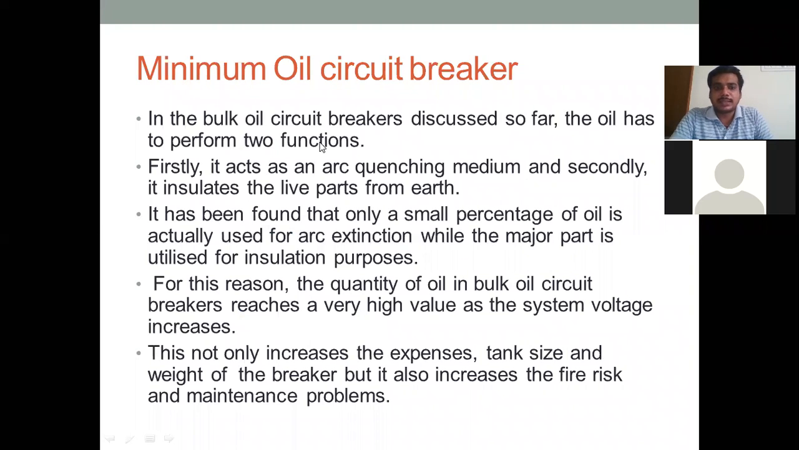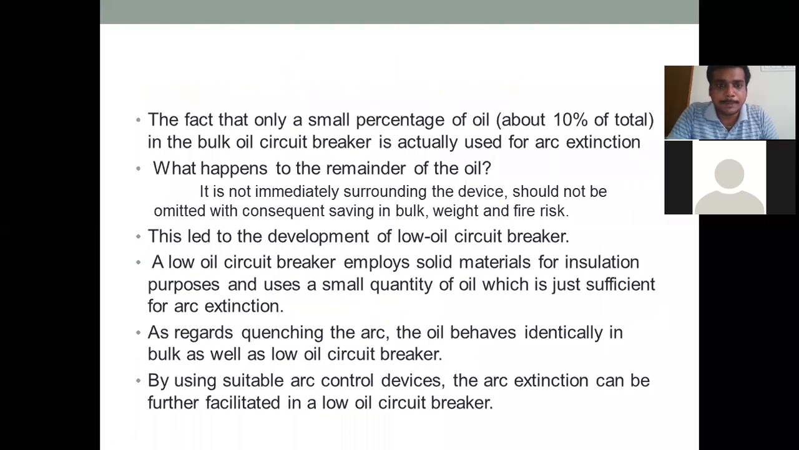In the bulk oil circuit breakers, the oil has to perform two functions. One is quenching, another one is for the insulation purposes. In this minimum oil circuit breaker, the percentage of oil which is used for reducing this arc is very less. So the advantage is that the tank size and the weight of the breaker can be reduced with the help of this minimum oil circuit breaker.